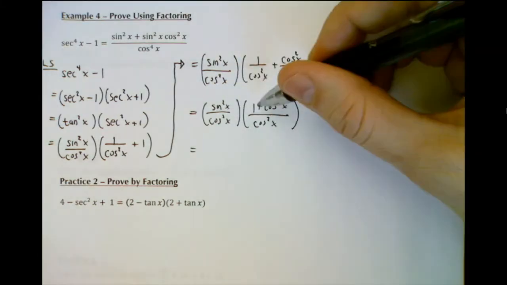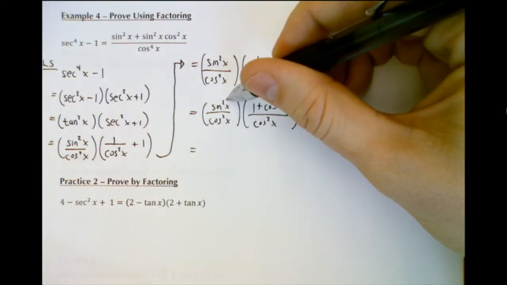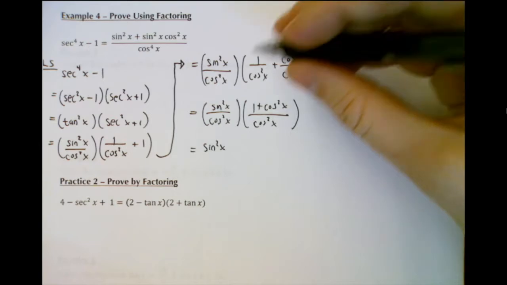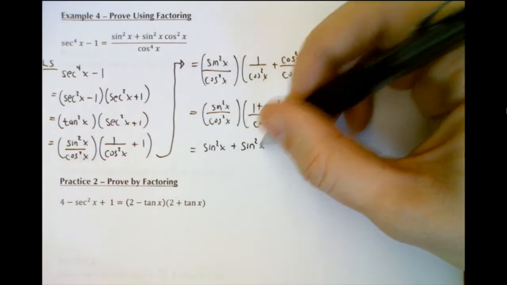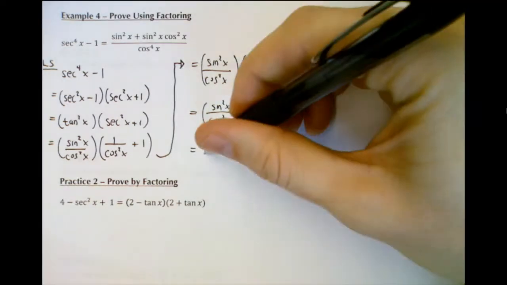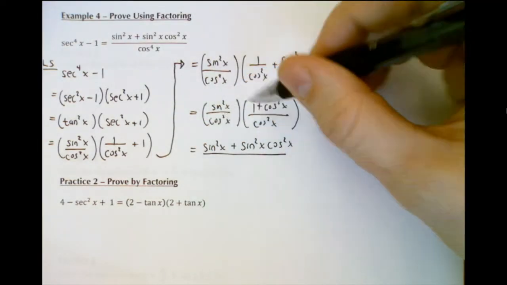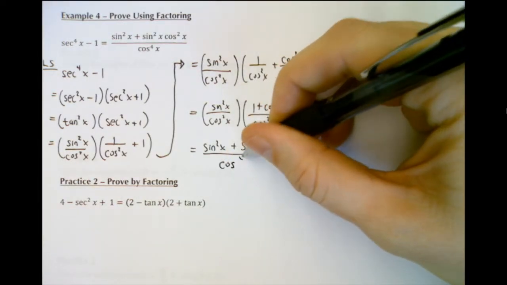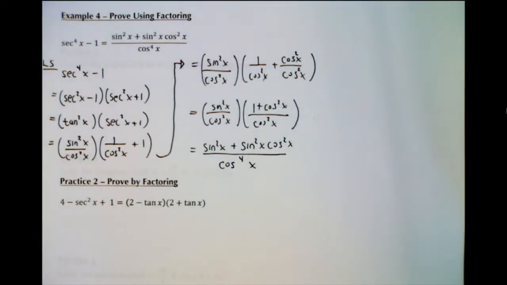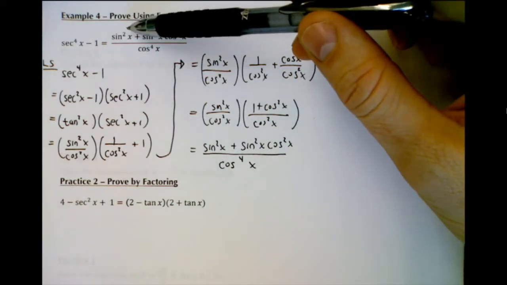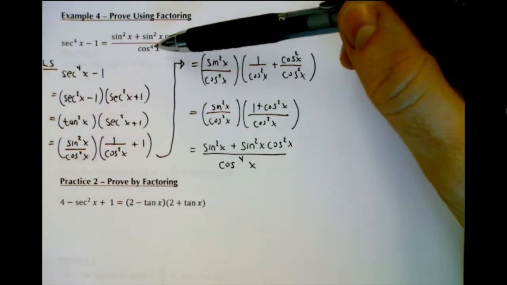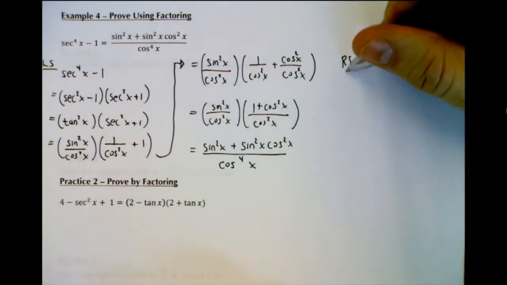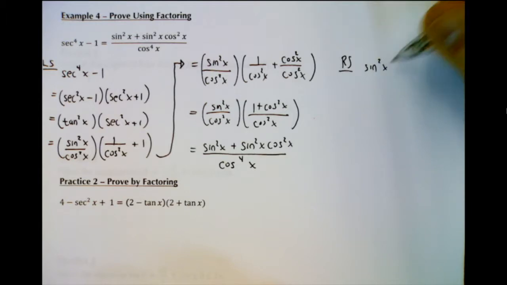Sine squared x times 1 plus cos squared x. We need to use the distributive property. Sine squared x times 1 is sine squared x. Sine squared x times cos squared x is sine squared x cos squared x. In our denominator, cos squared x times cos squared x, squared times squared is the exponent 4, so we've got cos to the exponent 4, x. And if we look at our right side, that's where we're at. Sine squared x plus sine squared x cos squared x over cos to the 4th x, that's exactly what we have from manipulating our left side. So what we've just done is we have proven the identity.